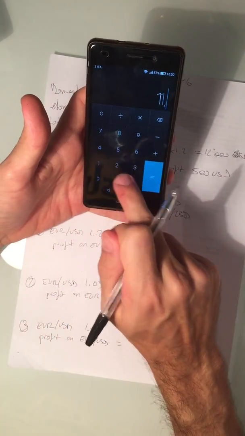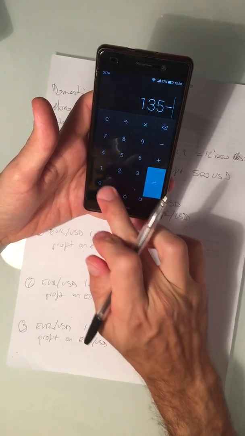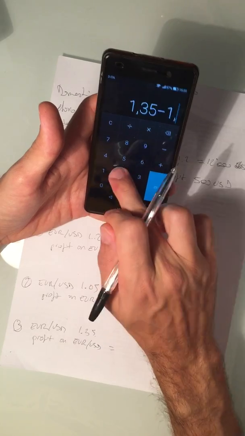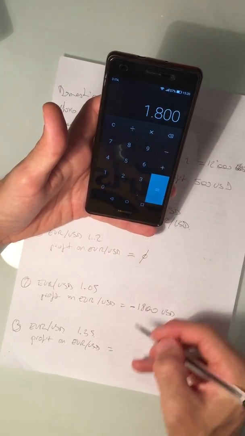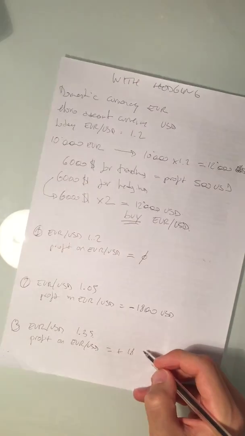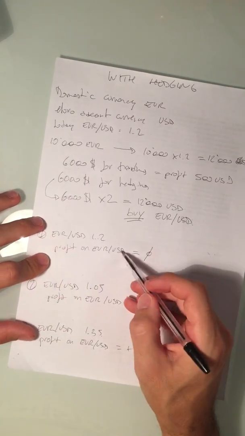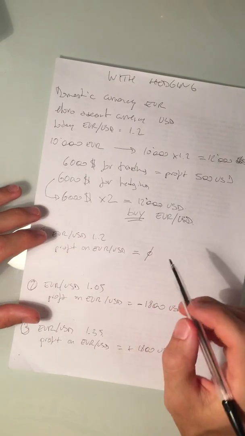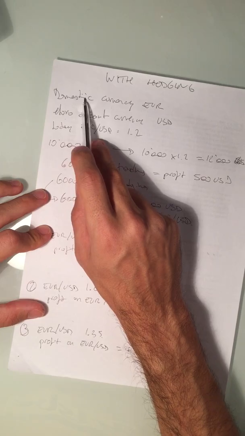Here you have the profit on euro USD: 1.35 minus 1.2 multiplied by 12,000. So you have a gain of 1,800 US dollars.